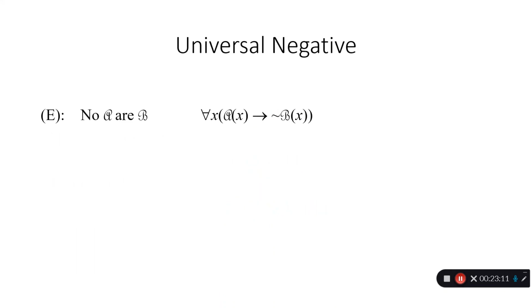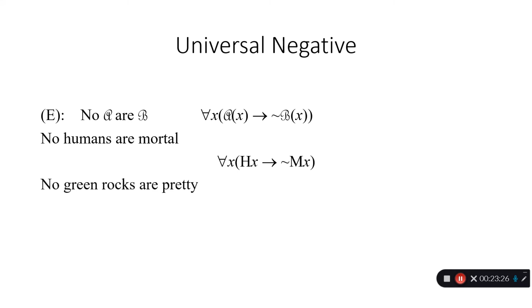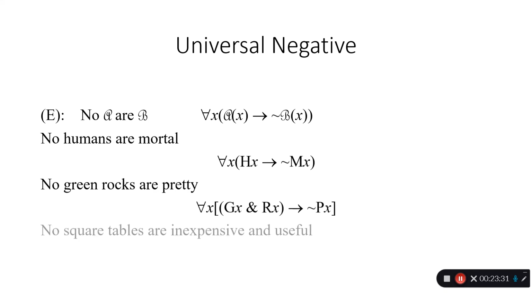Let's look at the universal negative, and we'll go a little more quickly now. No A's or B's, no humans are mortal. We do the same thing we did before. HX for is human, MX for is mortal, but this time there's a negative in front of the B part. And that applies to no green rocks are pretty, looks the same. No square tables are inexpensive and useful. For all x, if x is a square table and it's not both inexpensive and useful. There's an ambiguity in there that I'll get to when I get to the O-type statement. I'll talk about it a little bit.